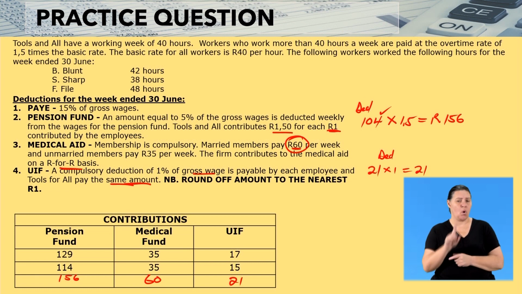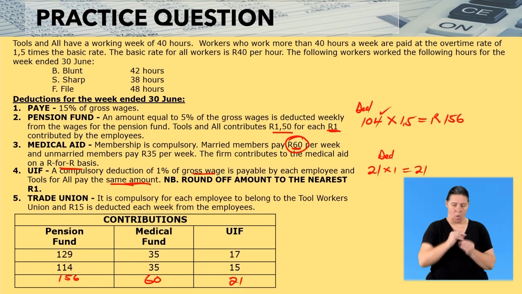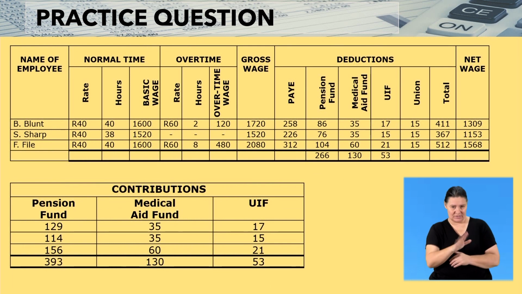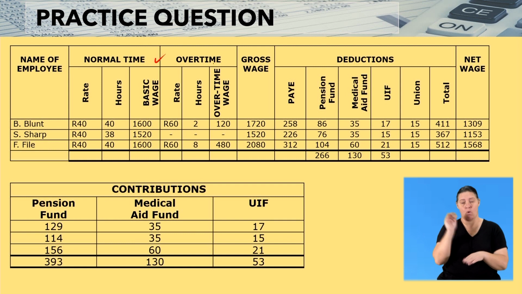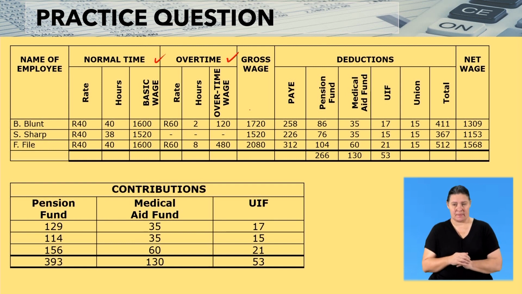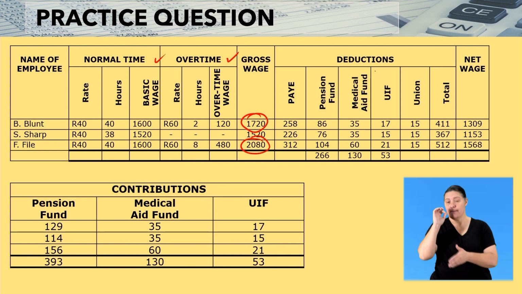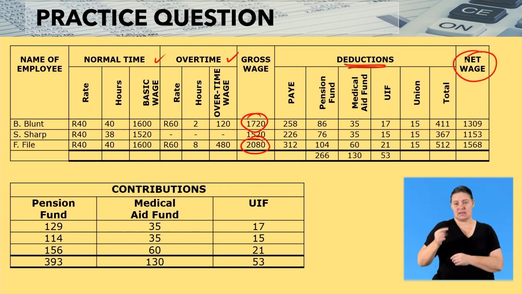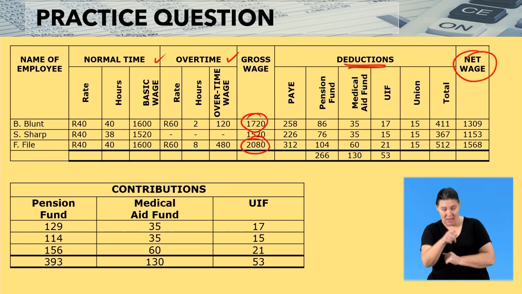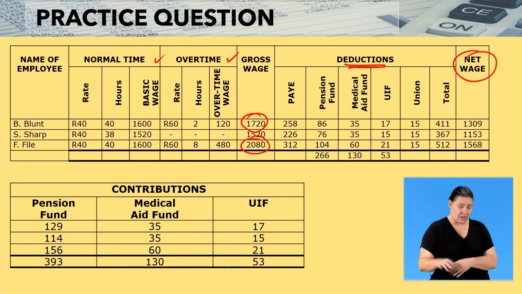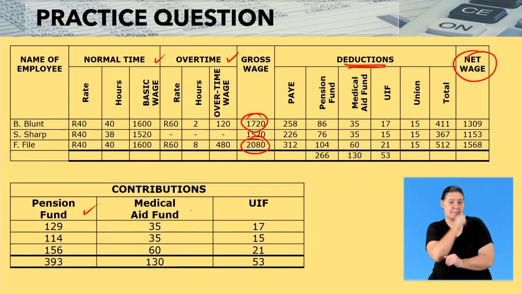I want to show you how the question looks when it's all completed. Here's how the question looks. This is your normal time and your overtime, which gives us the gross over here. Then you subtract your deductions. After subtracting deductions, you get your net wage. Remember, you also have contributions, which is your pension fund, medical aid, as well as your UIF.